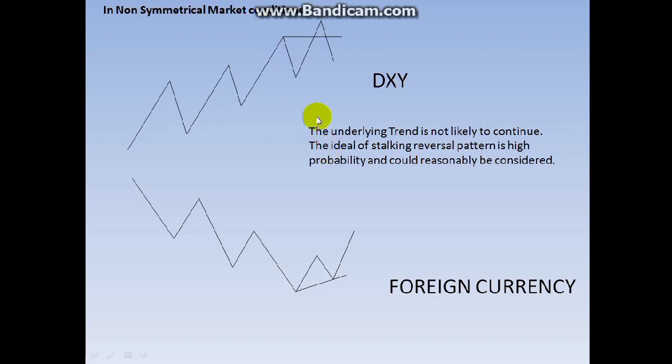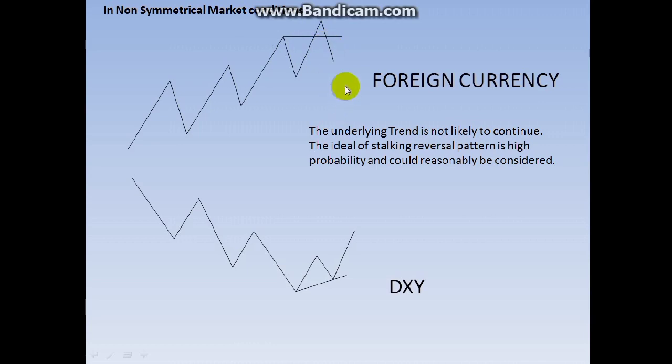Okay, so in this case what we have right here is money being moved from the DXY, from the dollar, and being moved into the foreign currency. So this is bought on strength and this is sold on weakness. Okay, so let's flip it over.